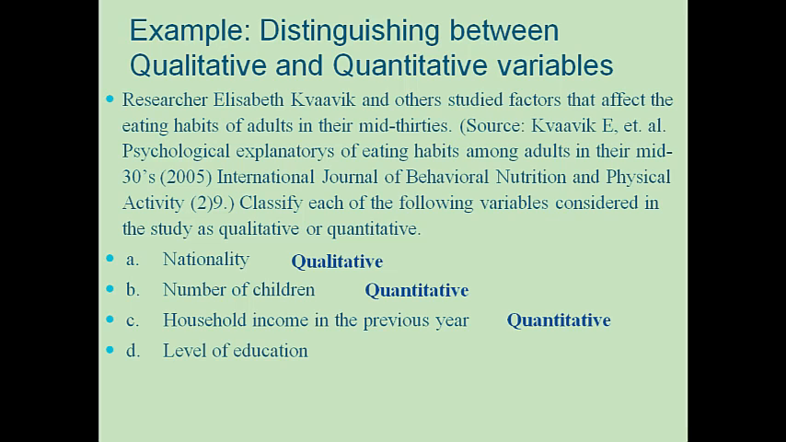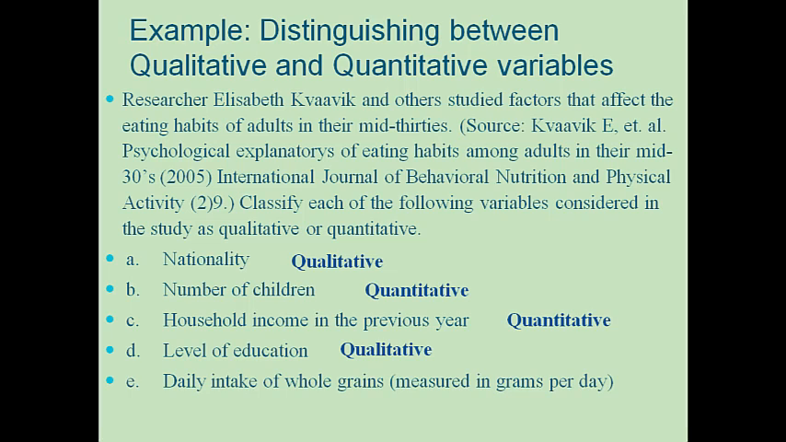Next is level of education. Again, this is simply a category. What particular degree did they have? So that would be qualitative. The daily intake of whole grains measured in grams per day. This is a numeric value, so it's quantitative.